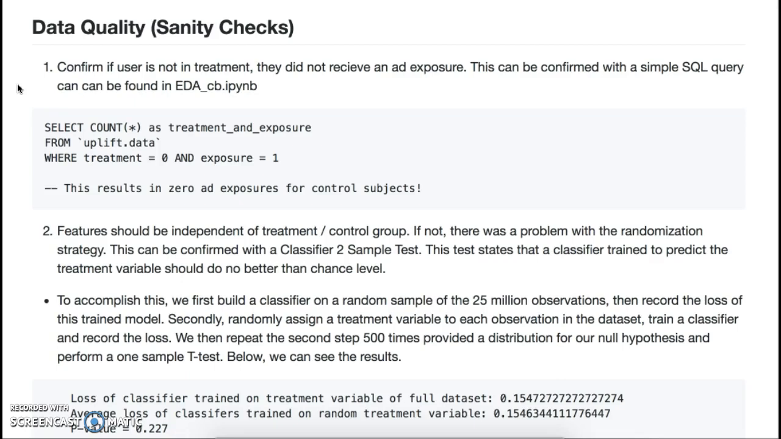Maybe to address those, especially the second case there, if they are exposed to a different marketing campaign, you could use that as a feature and make sure that it's evenly distributed throughout the test and control groups.